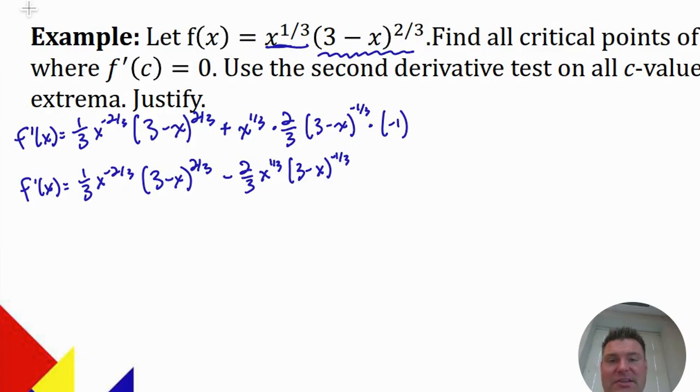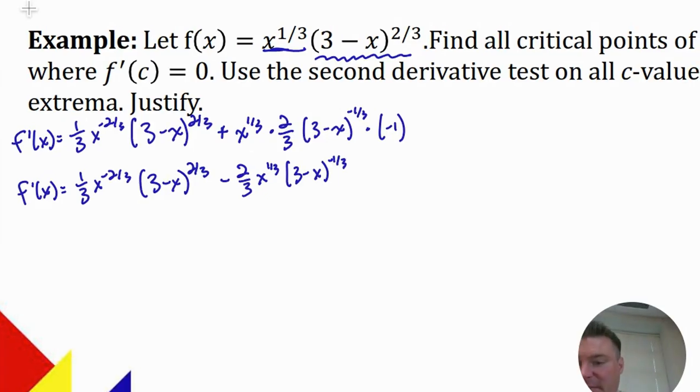And not only that, I also need to set this equal to 0, so I'm going to clean this up a lot more. Let's find some GCFs. That makes our life much easier. I see a GCF of 1/3 is going to help us out with the constants. We're going to take out the x to the negative 2/3. It's going to make the x terms much nicer, and the (3 minus x) to the negative 1/3. So I'm going to pull out a 1/3 and x to the negative 2/3. The reason I pull that out is because I'm going to pull out the smallest exponent, and then (3 minus x) to the negative 1/3.